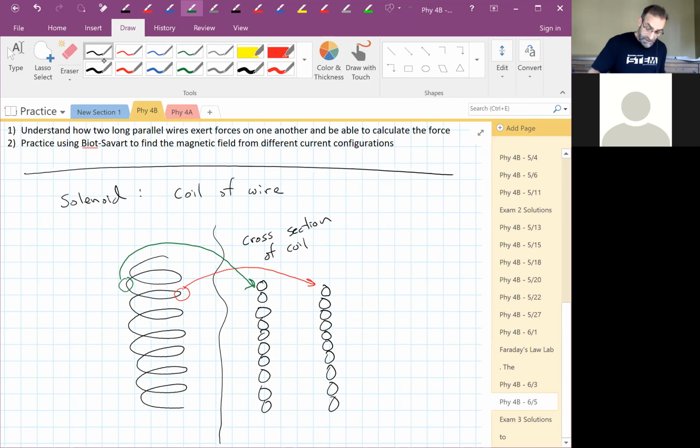And I pick a current. Let's say the current is going this way. So on this side, it's going into the page. And on this side, it would be coming out of the page. And then it's going into the page, coming out of the page, in and out, all the way up the solenoid.